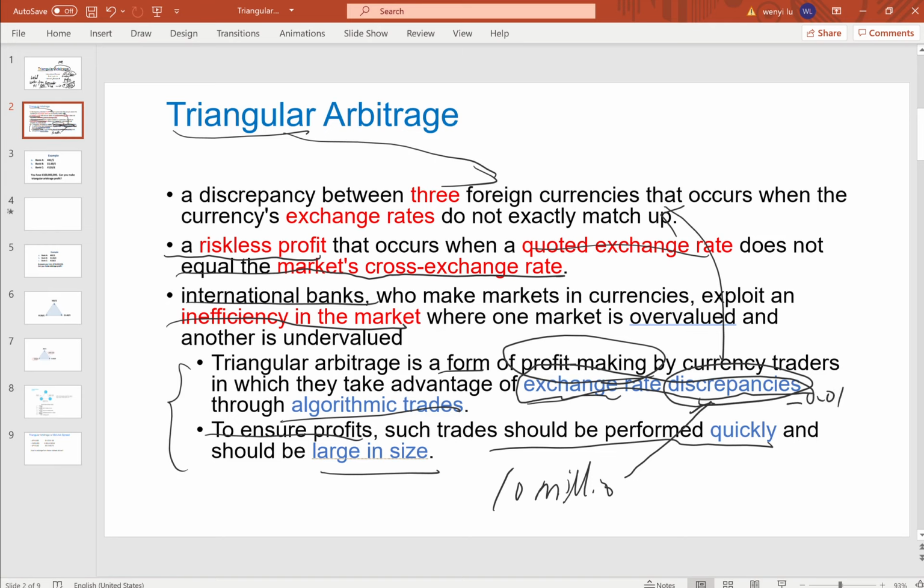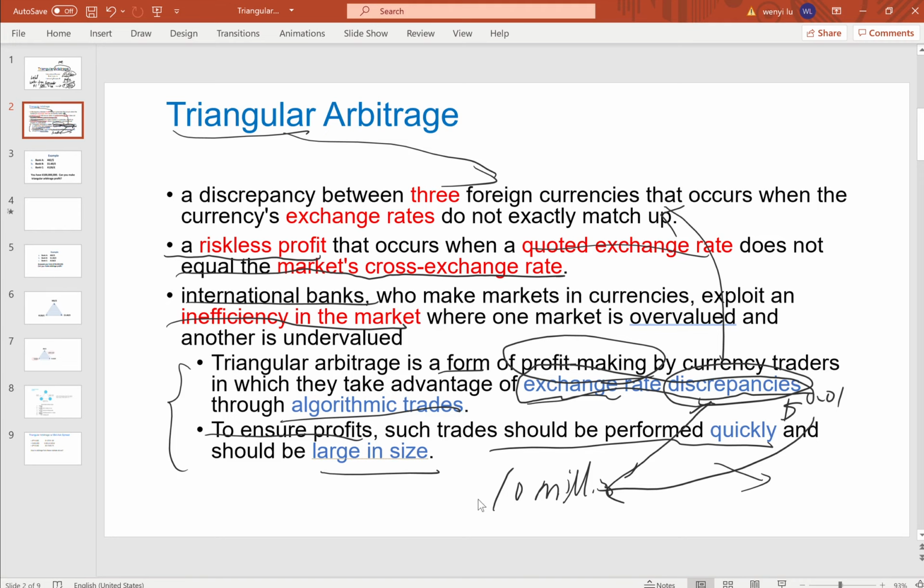But with a high size of trading, it will still be an appreciable profit you can get, especially in the foreign currency market. Sometimes we have, what, $1 billion transactions. This profit will be huge. But the chance is also real, and it will be gone very, very soon.